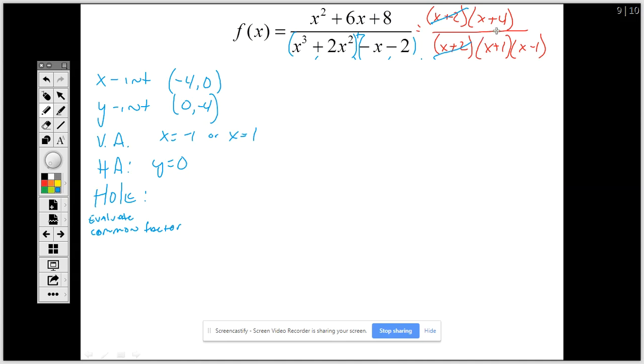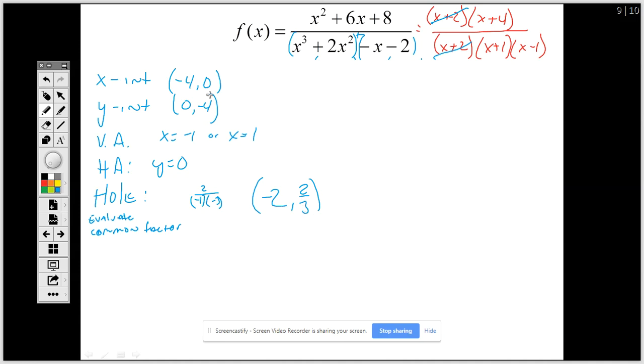So I'm going to plug in -2 in the numerator, and I get -2 plus 4 is 2. If I plug in -2 in the denominator, I get -1 times -3. And that all gives me 2/3. So I have a hole at 2/3. No. I have a hole at -2. That's the x value. And then 2/3 for y. There's a hole there.